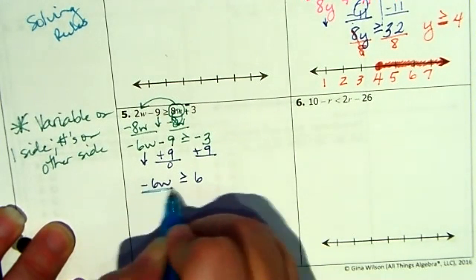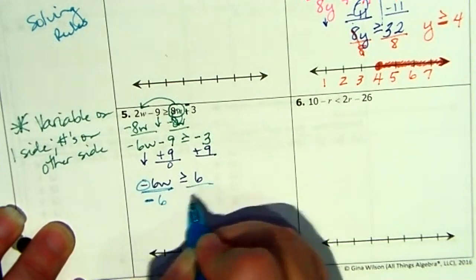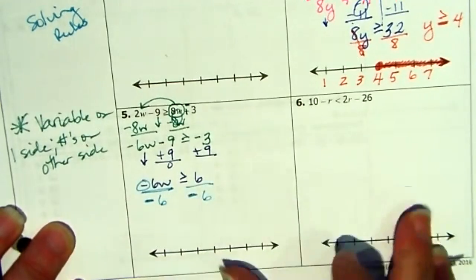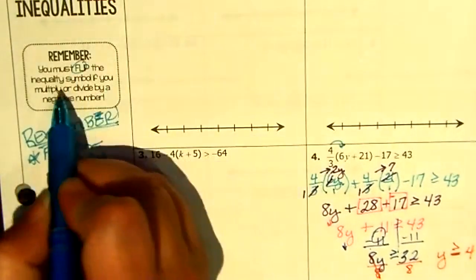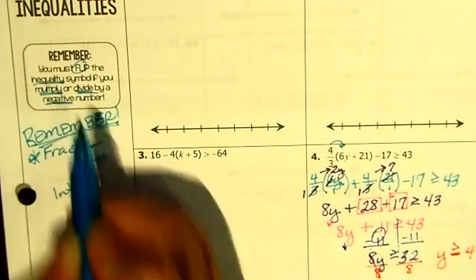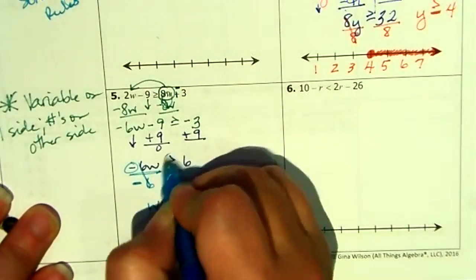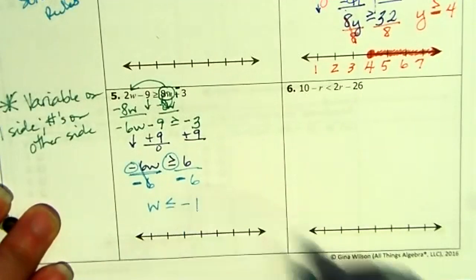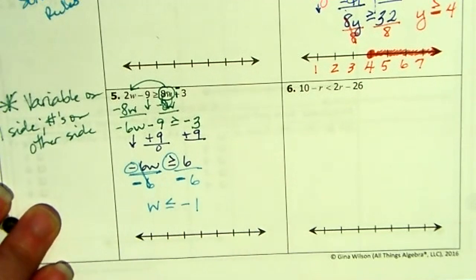I'm dividing by a negative number. Since I'm dividing by a negative 6 on both sides, that goes back up to this rule up here. Remember, you must flip the inequality if you multiply or divide by a negative number. Okay, so we divided by a negative 6, so we now have w is less than or equal to negative 1. Because we divided by a negative on both sides, we had to flip the inequality symbol.